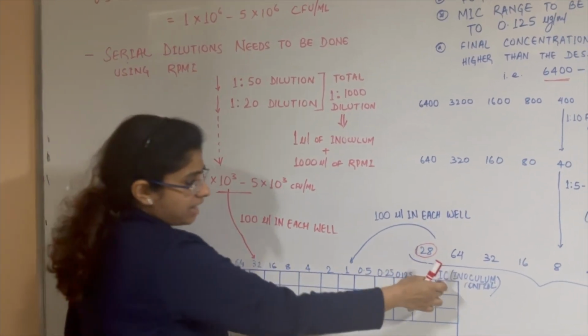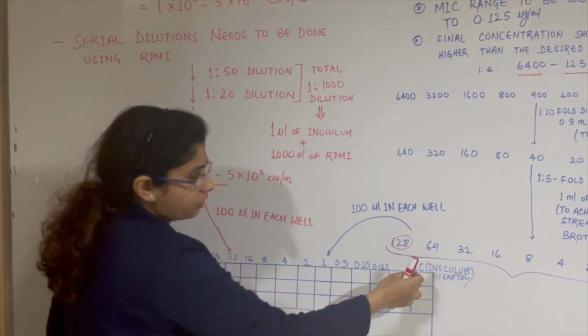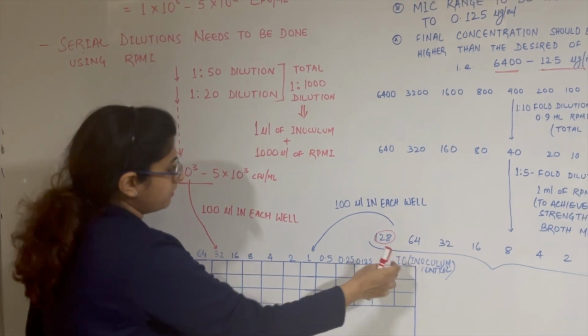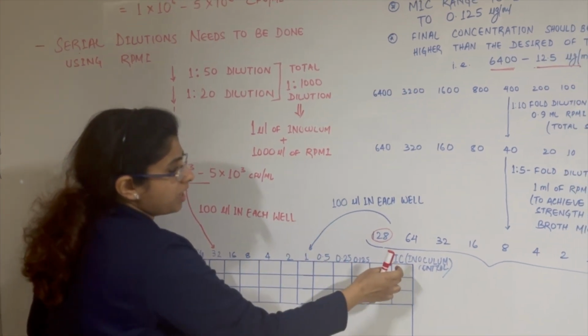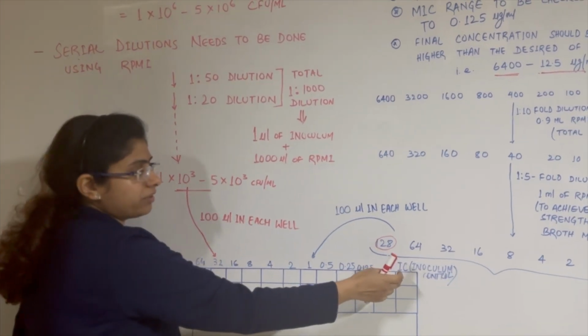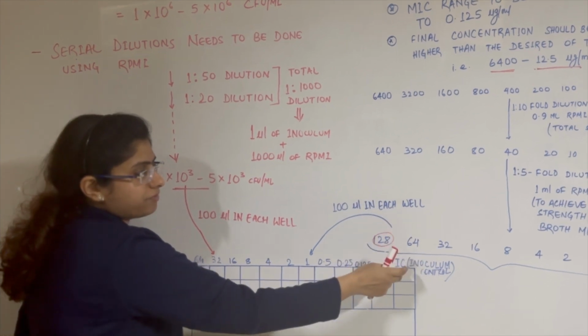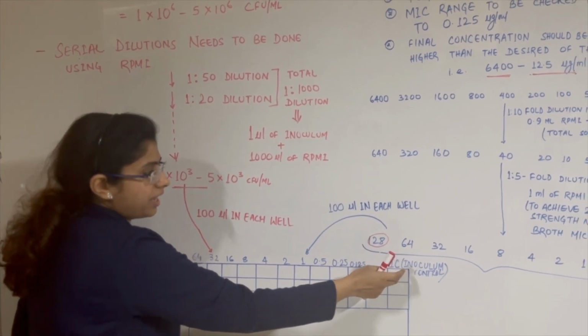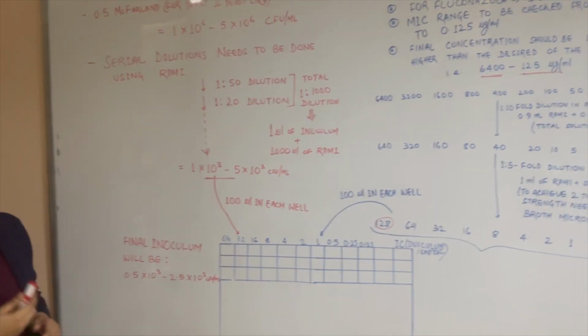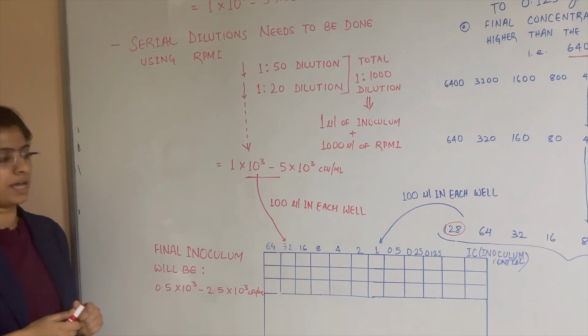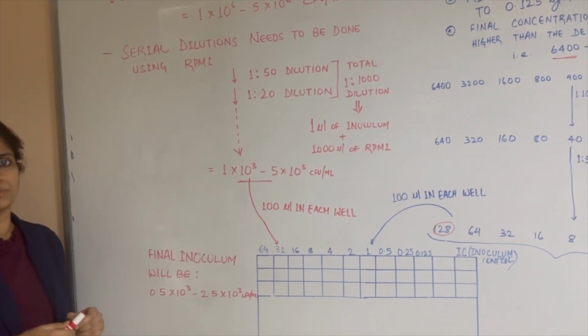On the last column, we will have the inoculum control, which will only have 100 microliter of inoculum, along with which we will add 100 microliter of RPMI. There won't be any antifungal solution in this inoculum control, and then we will incubate the plate. Overnight incubation of the plate will be done and the interpretation of the result will be done.